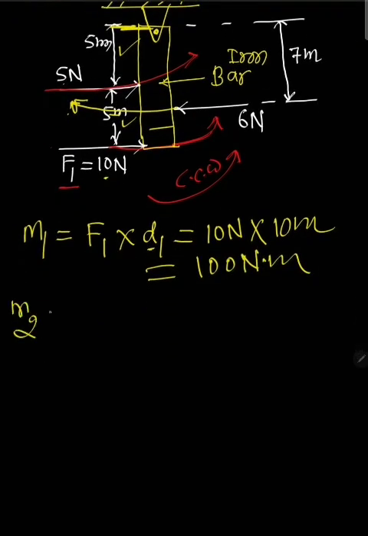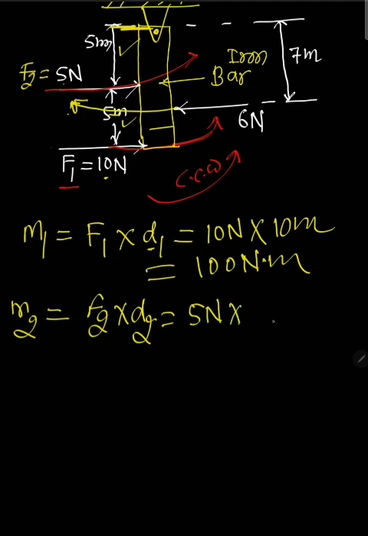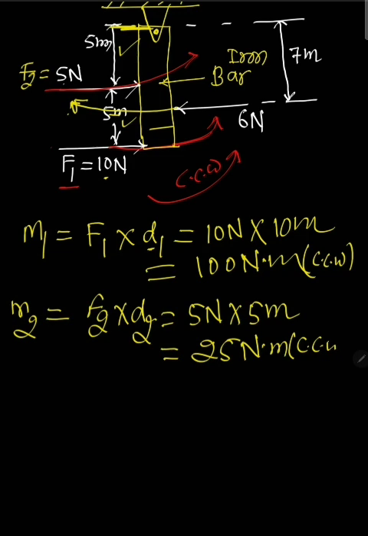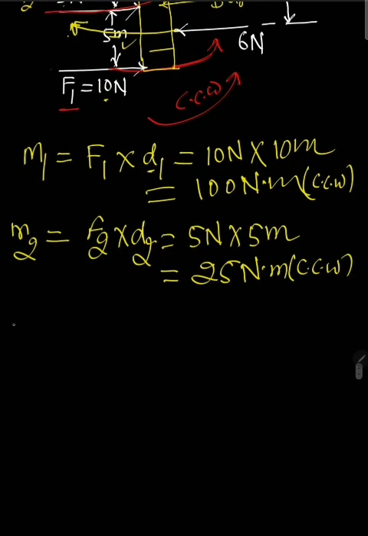Now again find the moment due to force F2. So this one is our F2. So M2 is equal to F2 into D2. F2 is 5 Newton into distance is 5 meters. So it will come 25 Newton meter. This one is counterclockwise. This one is also anti-clockwise or counterclockwise.